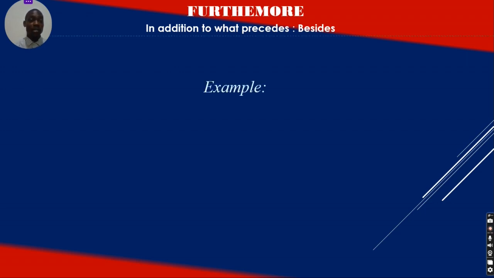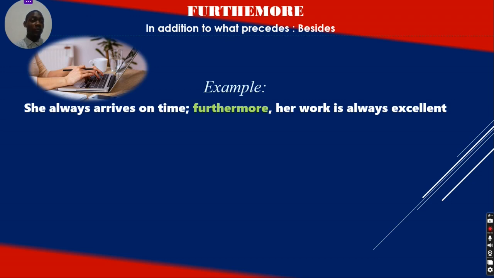You can say, for example, she always arrives on time. Furthermore, her work is always excellent, okay? That's it. So, that is the idea. Além disso, o trabalho dela é excelente, okay? Furthermore, her work is always excellent.